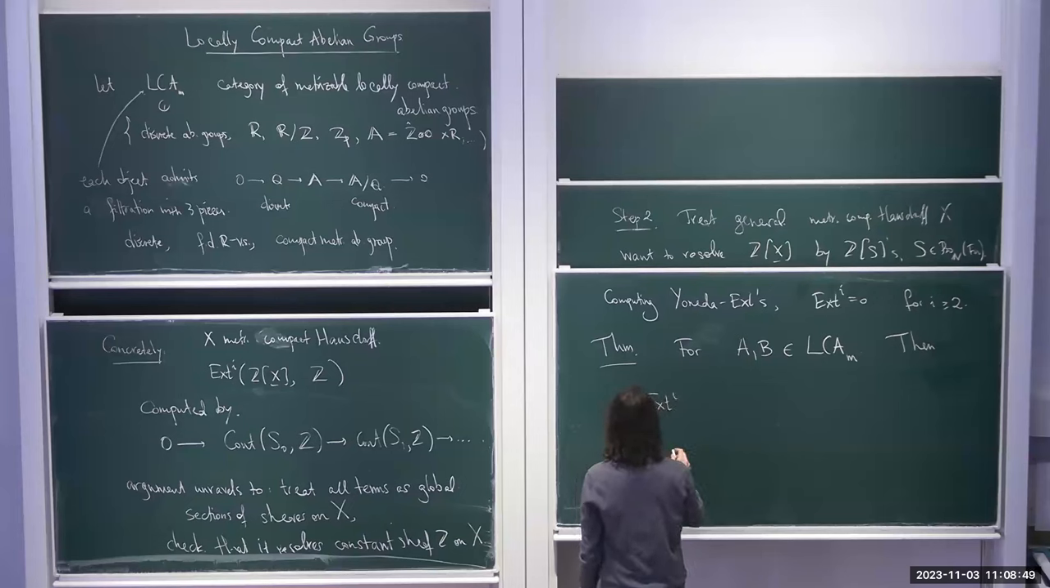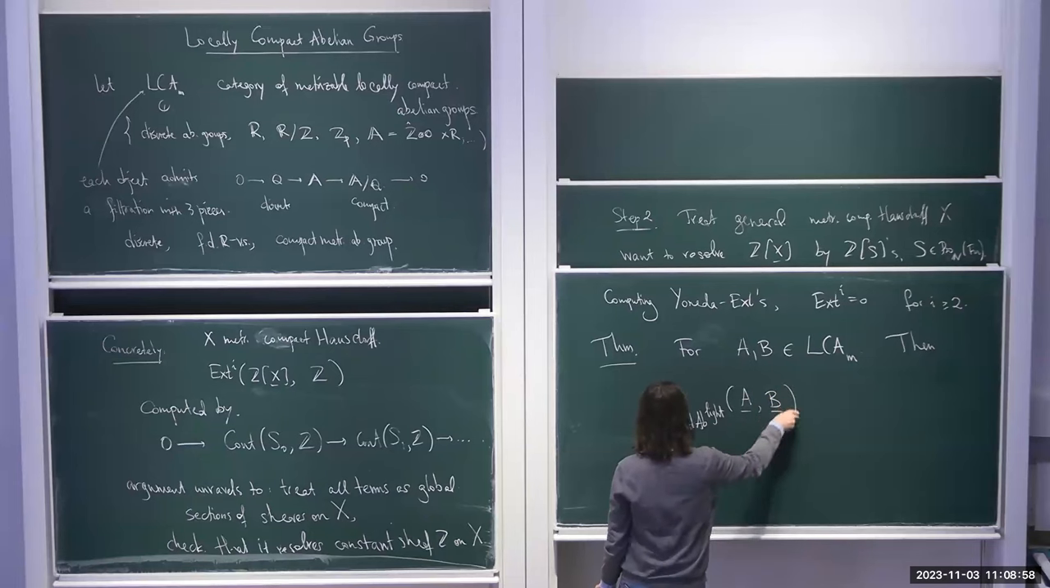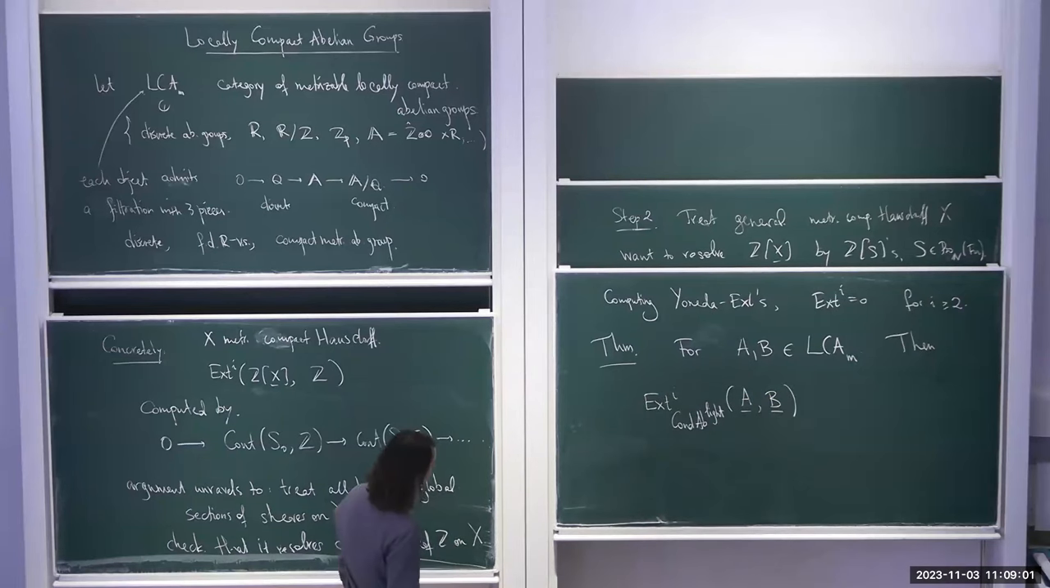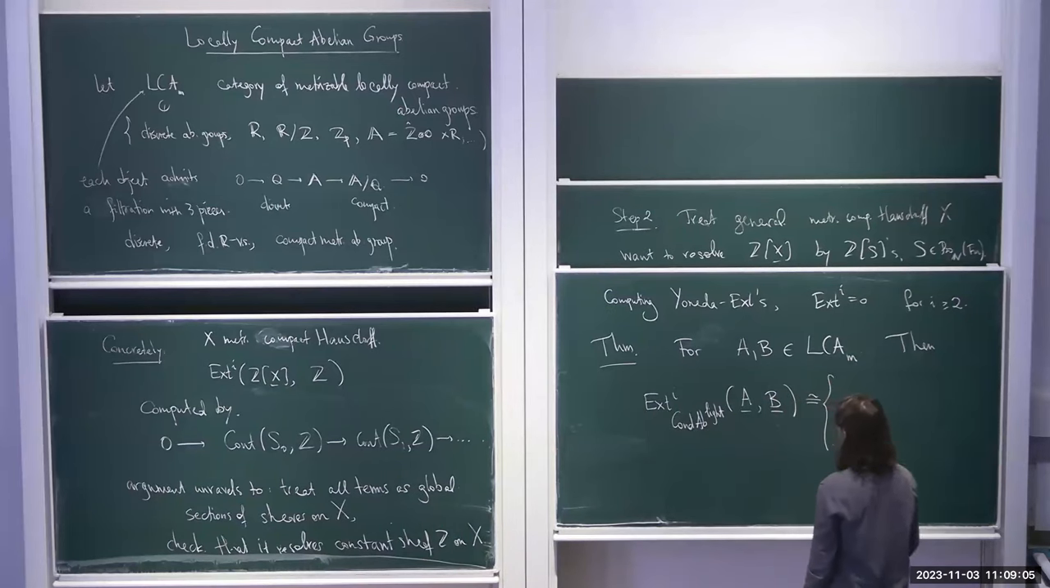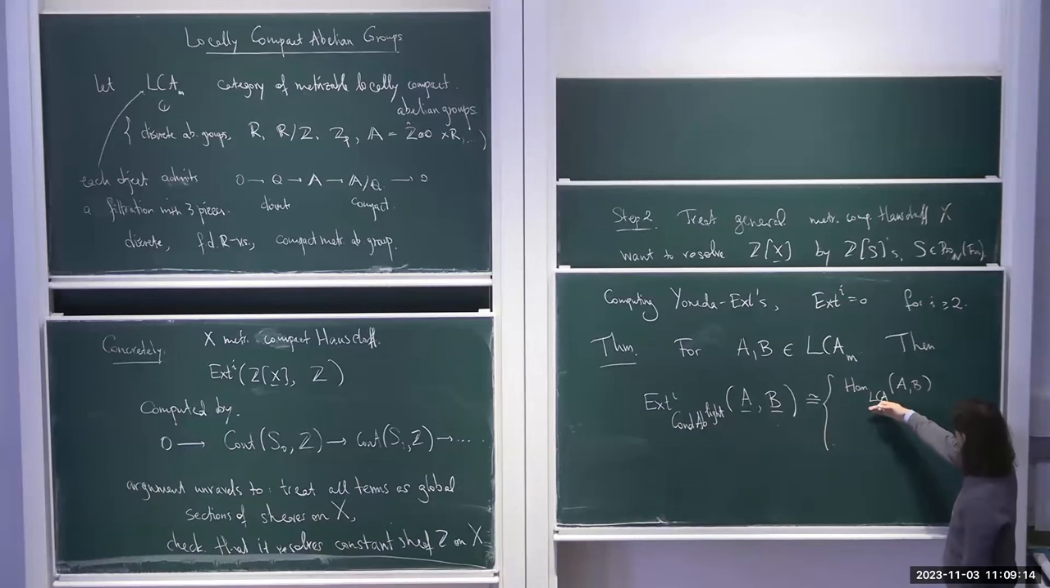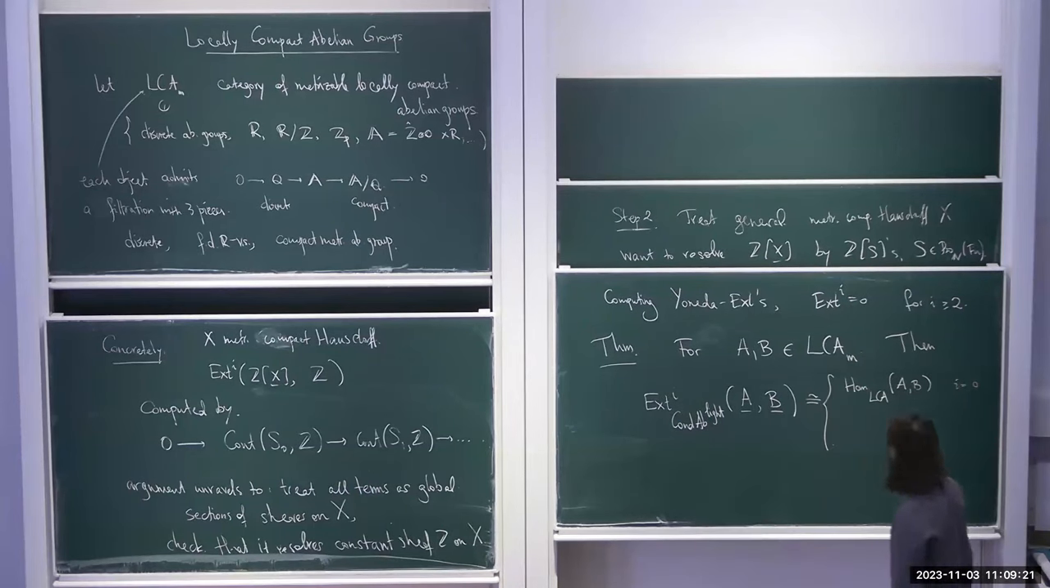Then you can compute the Ext groups in light condensed abelian groups from the corresponding guys. And just from the full faithfulness, you already know that the homomorphisms can't be changed. They must just be the usual topological homomorphisms. But a priori, there could be some weird Ext^1 groups that you didn't know about.